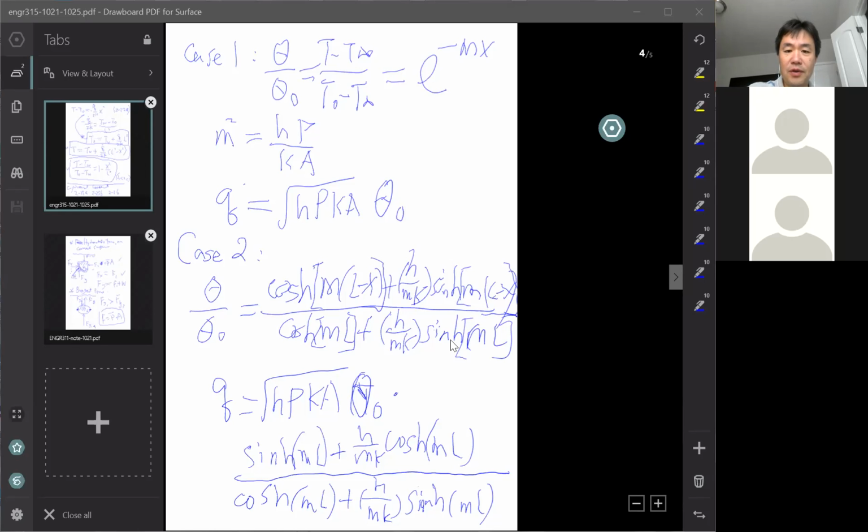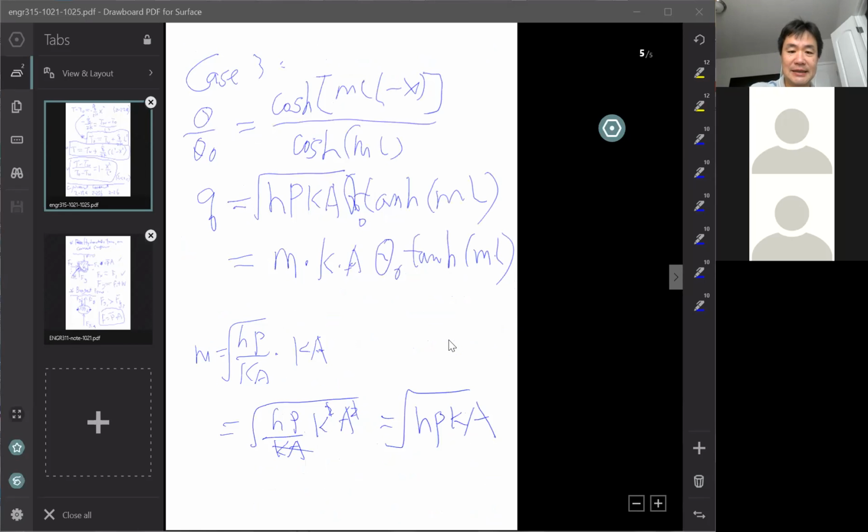Okay. So that's case two, right? What is case three? Insulated tip. Okay. So basically there's no convection heat transfer on the tip. So then this is actually equivalent to case two if case two is long. If case two is long, the end tip temperature is close to the ambient temperature, so basically there's no heat transfer too. Then case two converts into case three.